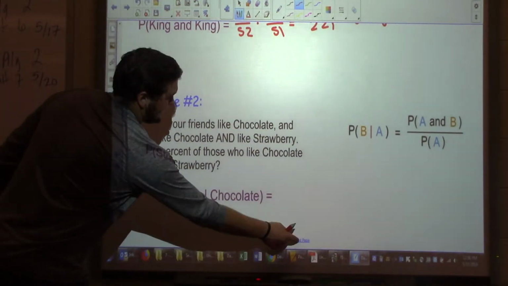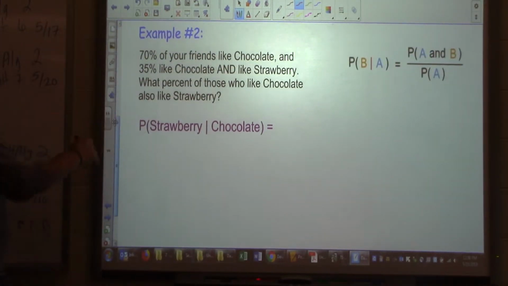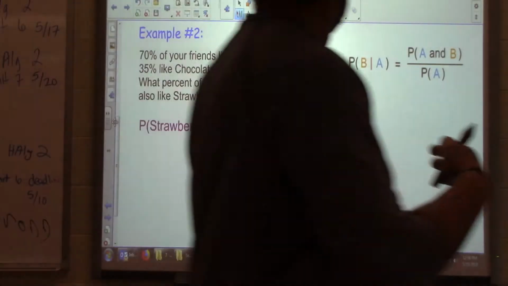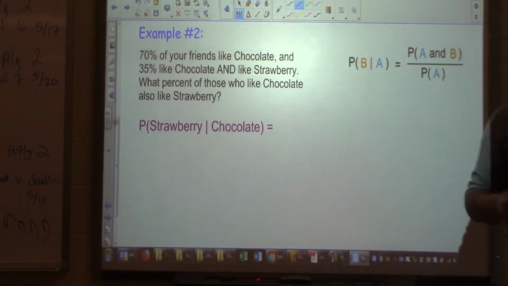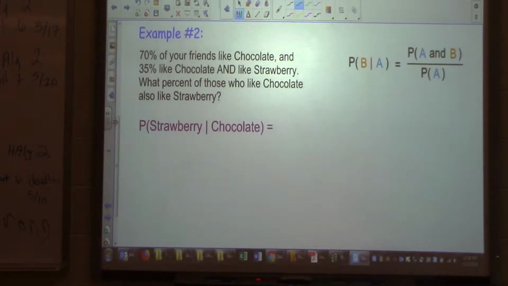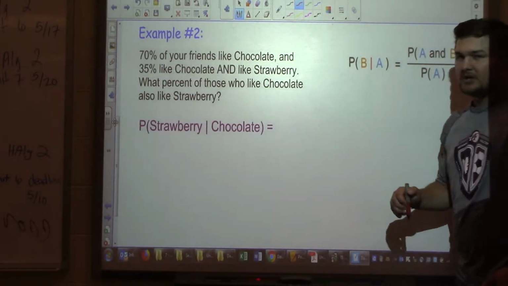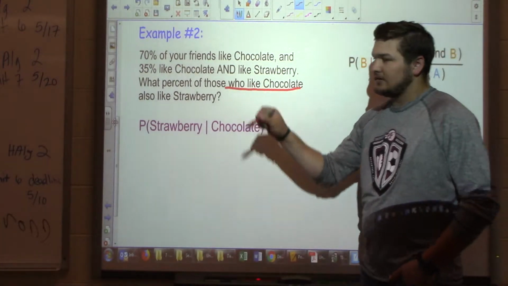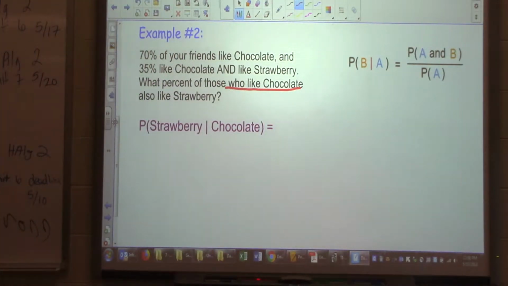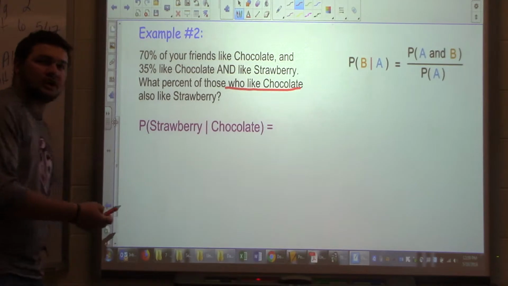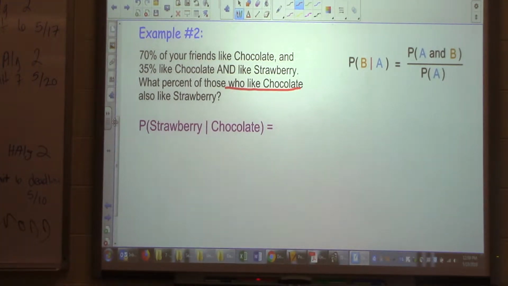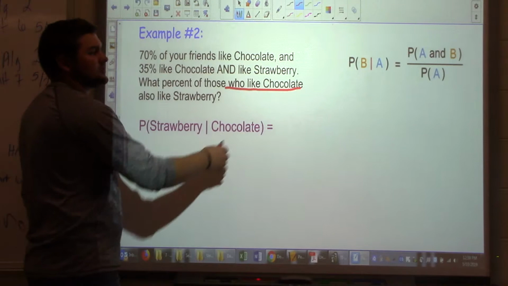All right. Hey guys, let's do a conditional probability problem now. So 70% of your friends like chocolate. 35% of your friends like chocolate and like strawberry. So what percent of them who like chocolate also like strawberry? Our given here is that they like chocolate. We know they like chocolate. What's the probability they also like strawberry? So the probability of strawberry given that they like chocolate.